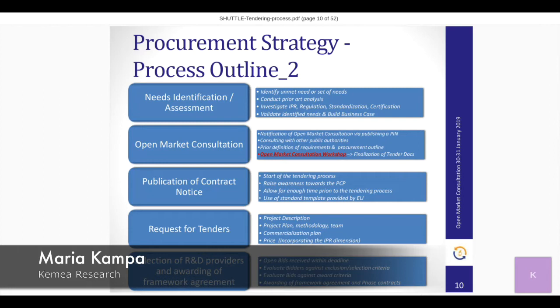The SHUTTLE consortium is now in the open market consultation period, where the steps are the notification of the open market consultation via the publication of a PIN. In this step there's also consulting with other public authorities, the prior definition of requirements and procurement outline, and an open market consultation workshop, which helps the consortium to finalize the tender documentation.